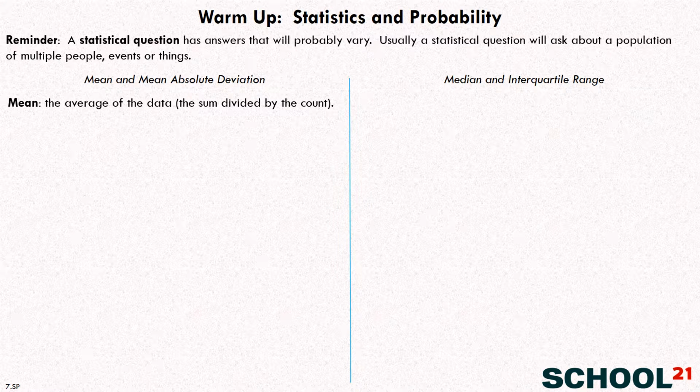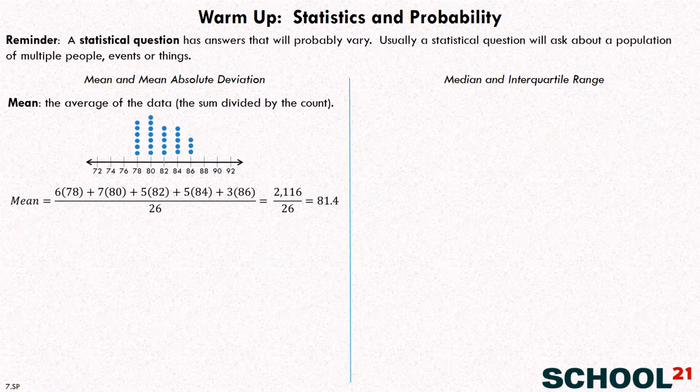So the mean is the average of the data. You sum up the data and then you divide it by the number of the data. So here's an example of a dot plot with a bunch of data points. If we were to calculate that mean, we could add 78 plus 78 plus 78, etc., up to, let's see, the 6 times that there's a 78. And a little bit of an easier way is to go ahead and set it up like this.